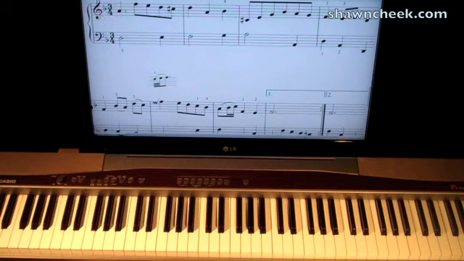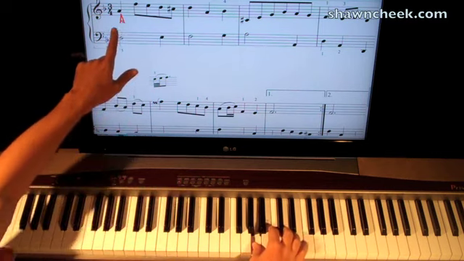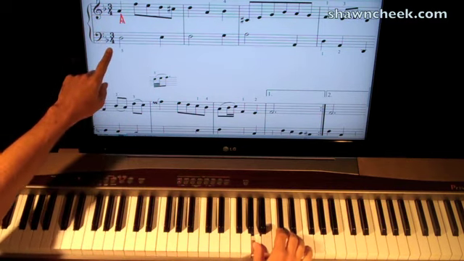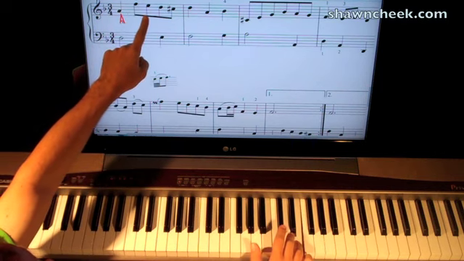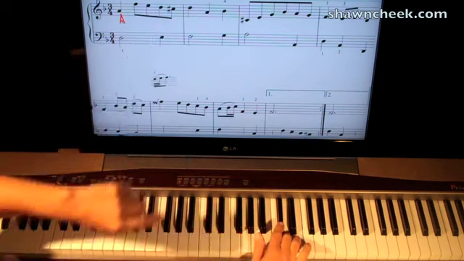D minor. Let's take a look at the right hand. We start off with an A note here, above middle C. Then we're going to go up to an F, then down to an E, down to a D, then down to a C sharp.